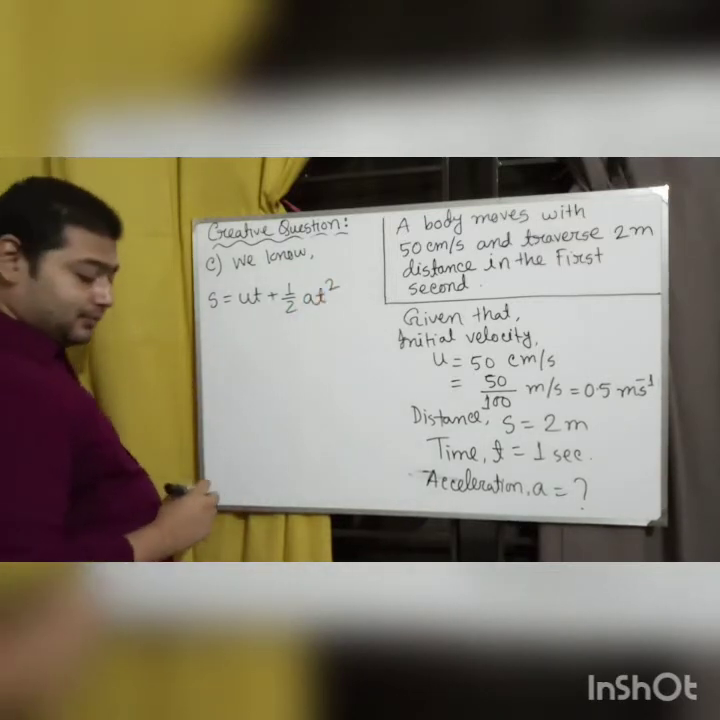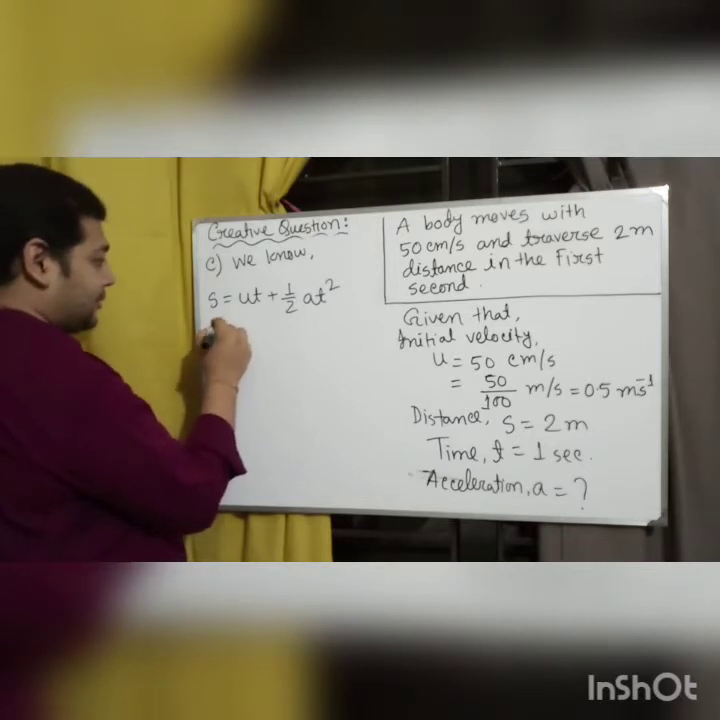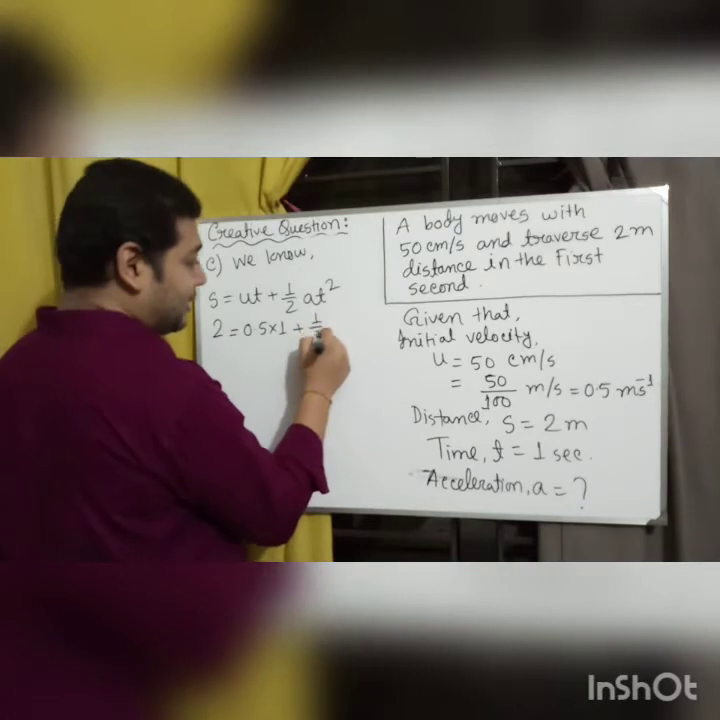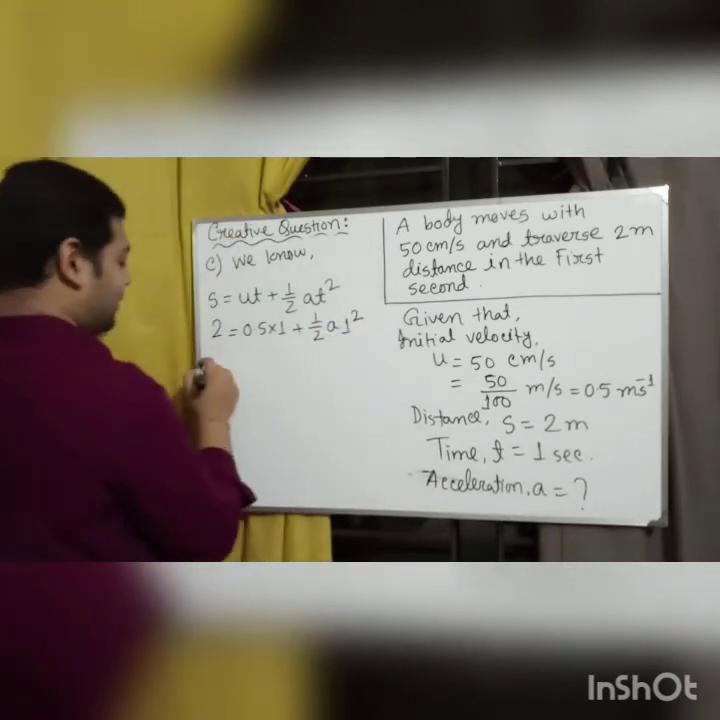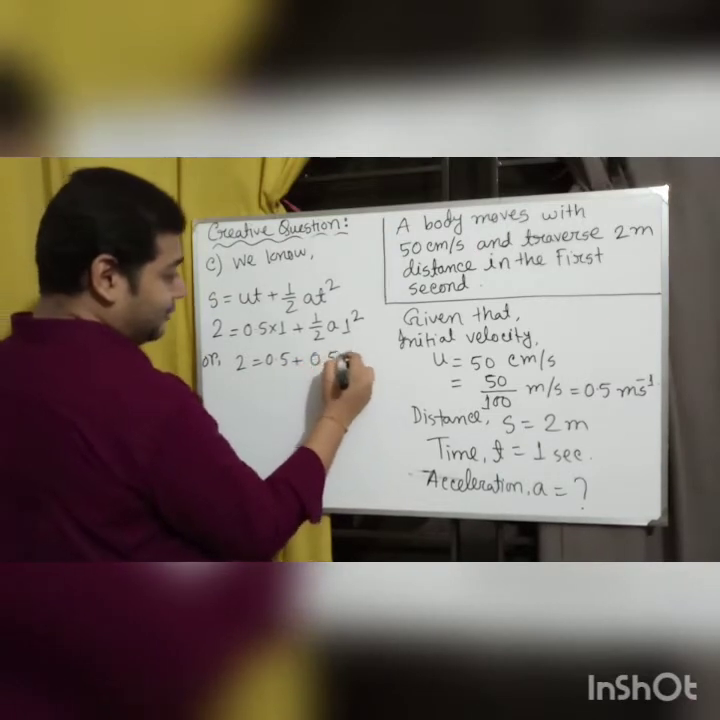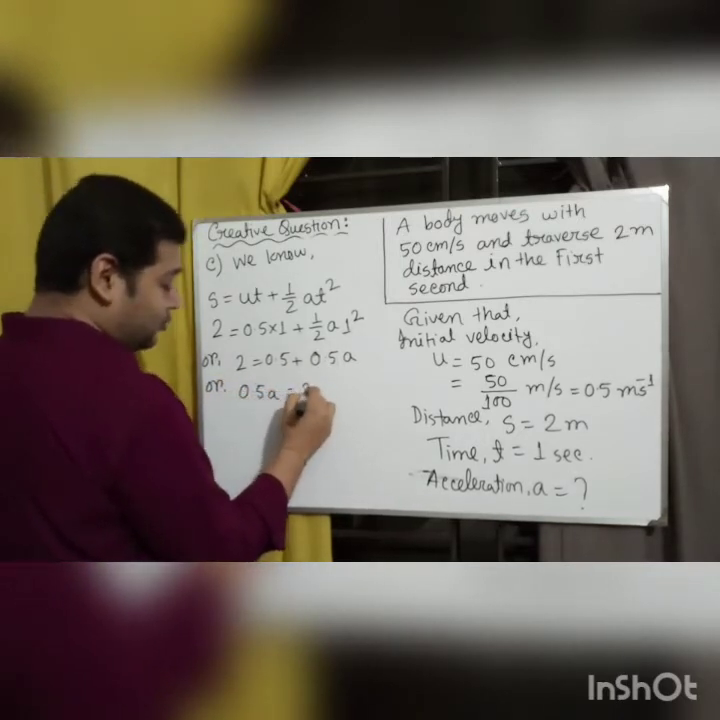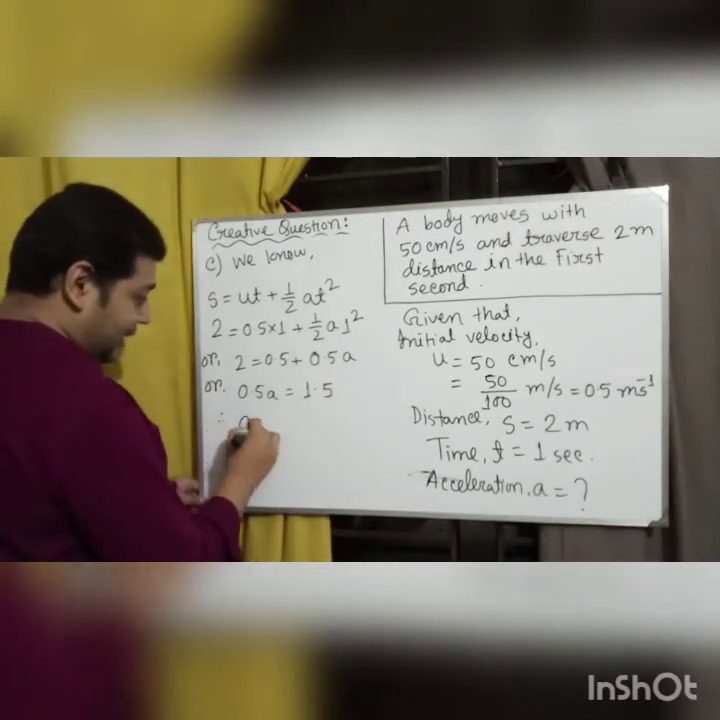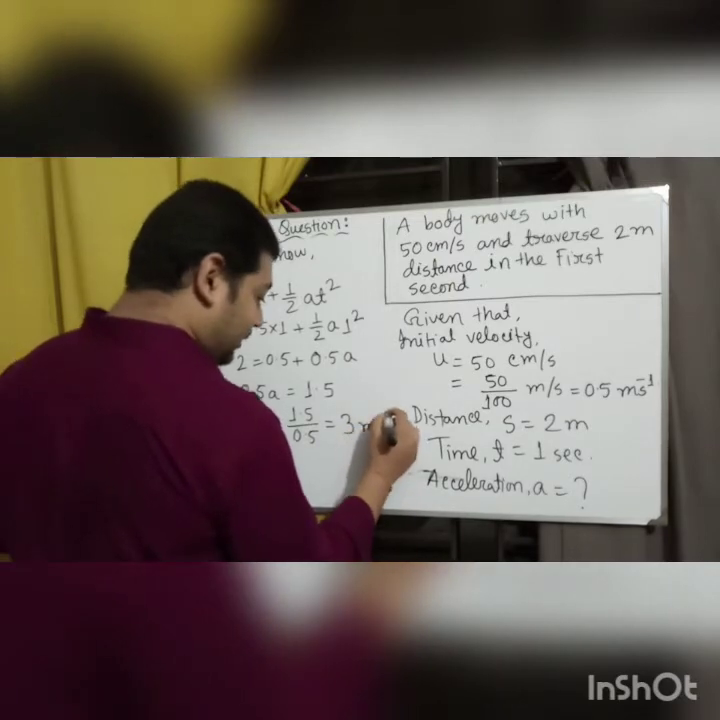Calculating, we get: here s is 2, ut is 0.5 into 1, plus half into a into 1 square. Or 2 equals 0.5 plus 0.5a. So 0.5a equals 2 minus 0.5, so 1.5. Then a equals 1.5 by 0.5, so 3 meter per second square.